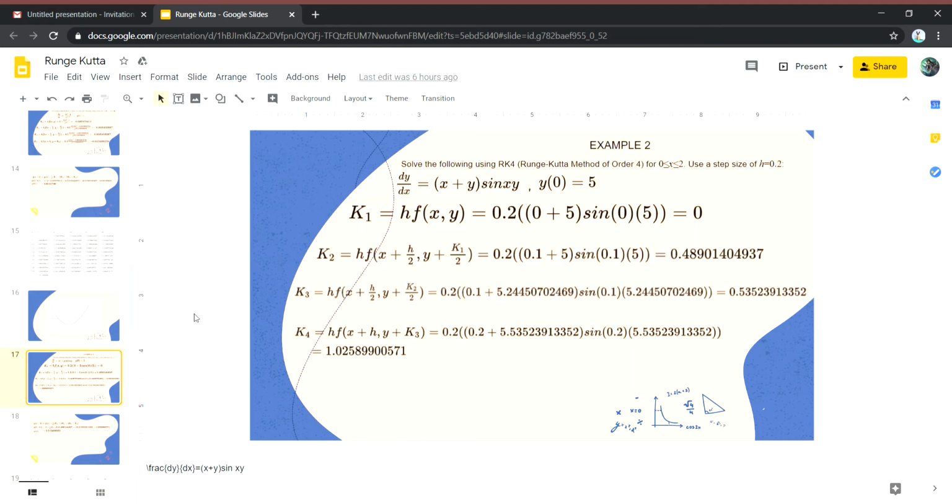So for example 2, solve the following using RK4, Runge-Kutta method of order 4, for 0 below or equal x below or equal to. Use a step size of h equal to 0.2. Then we will substitute k1 equal to hf(x, y), and we will substitute h with 0.2 as stated in the question.